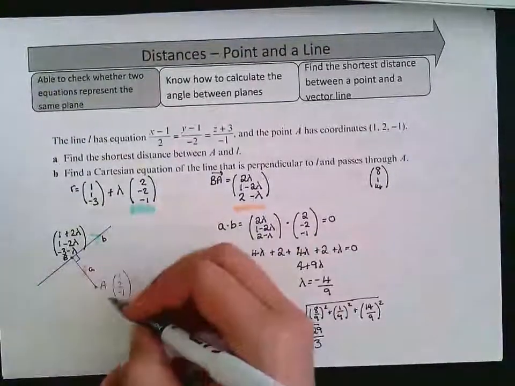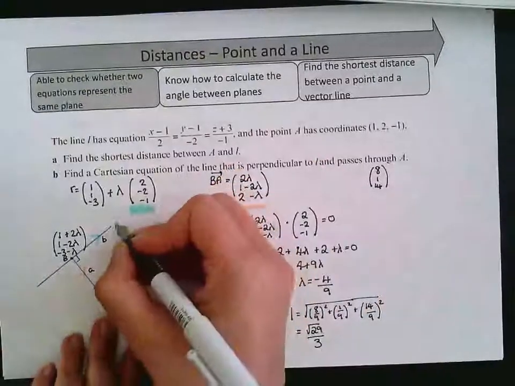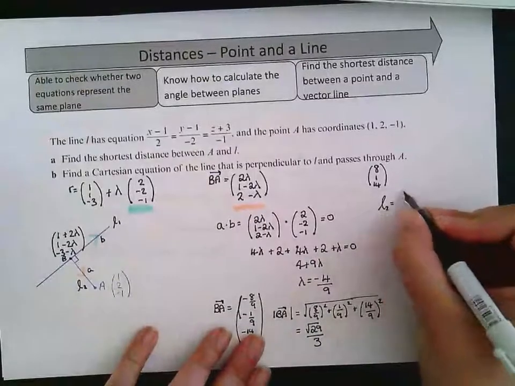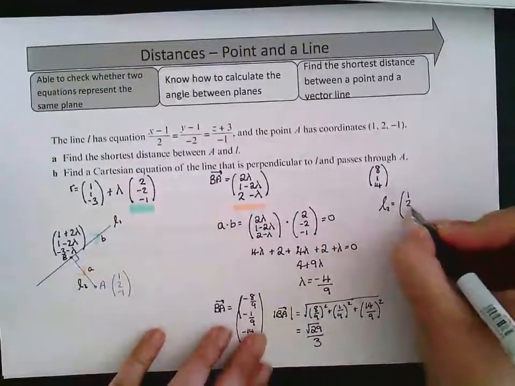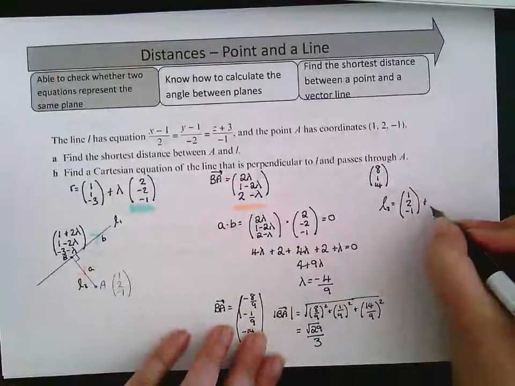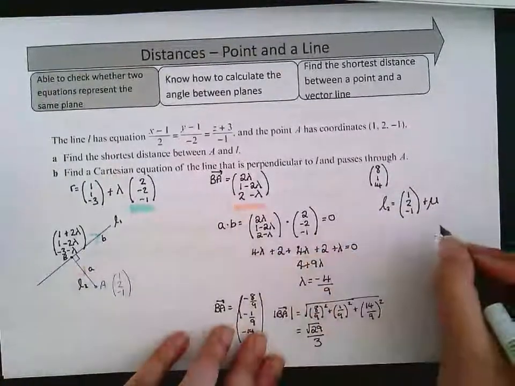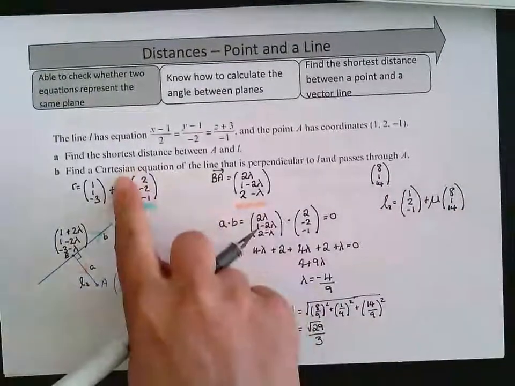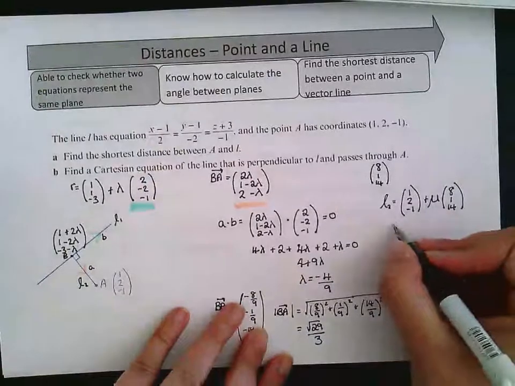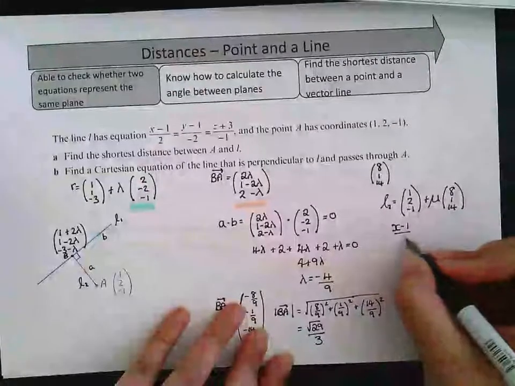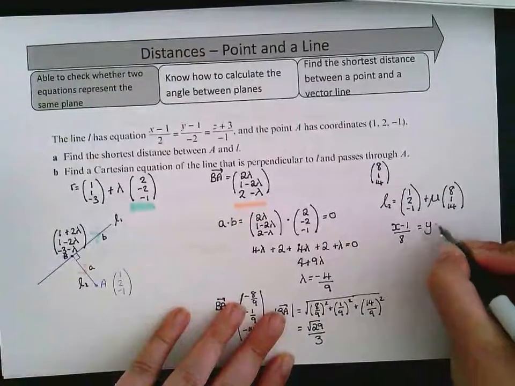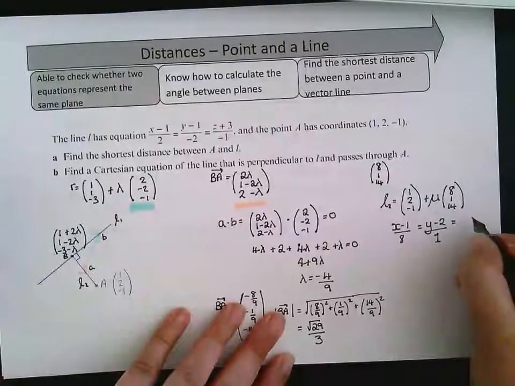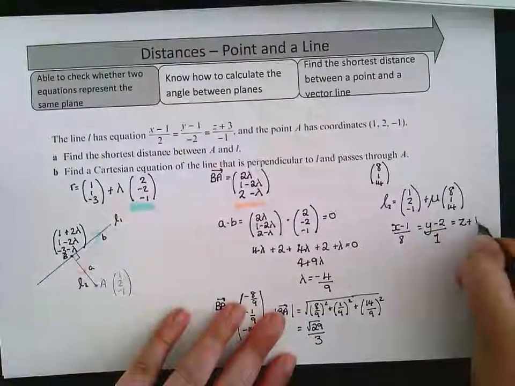So this line here that goes through, so if this was L1, this would be L2. L2 would equal a position on that vector, 1, 2, minus 1, plus a scalar multiple. So I've used lambda, I'm going to use mu this time, and then a movement along the line. This question just asked for it to be Cartesian, so now I'm just going to rewrite this as a Cartesian equation. And there we go.